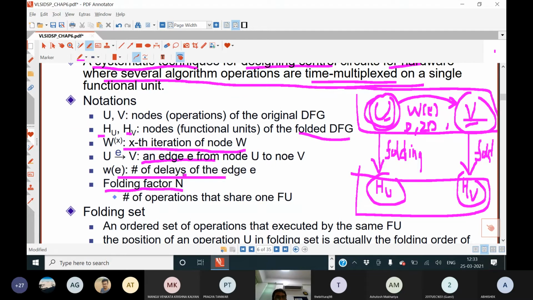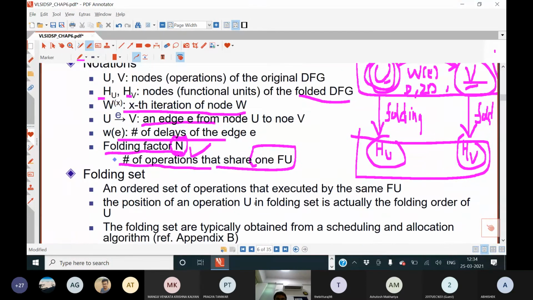As I already informed, this is the notation that K. K. Parhi is following. So the folding factor is being defined as N. It is the number of operations that can be shared by one functional unit. That means one functional unit is now doing multiple things. Like in our previous example, we want to do the addition two times, but we have one adder only. So that adder will do both additions in a time multiplexed manner, that is the 2l plus 0 instance and the 2l plus 1 instance.